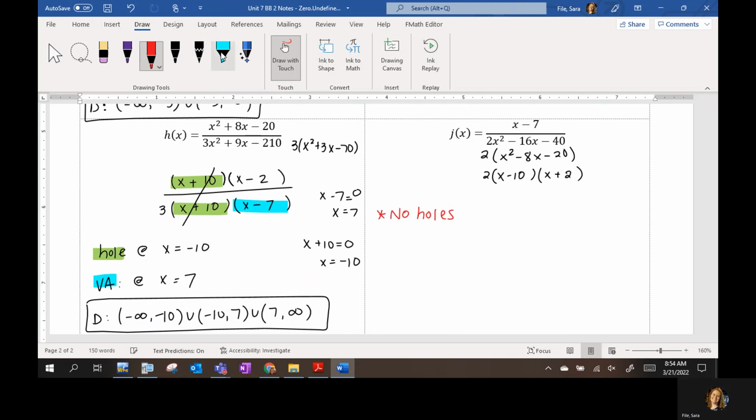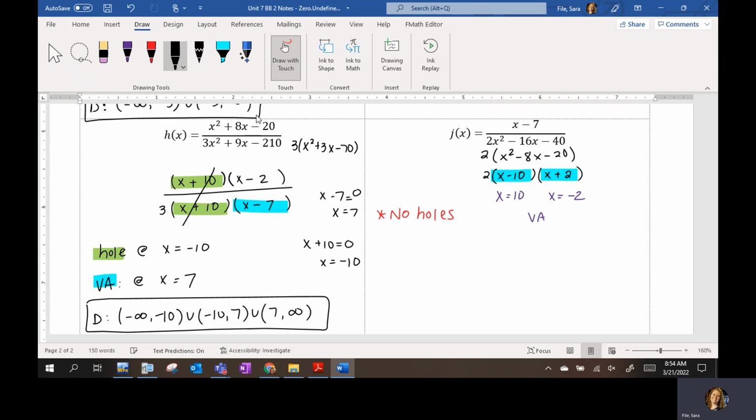Okay, but I do see factors in the denominator that I need to solve. So what would make that 0? X is positive 10, and what would make this 0? Negative 2. So those are my vertical asymptotes, right? Y'all agree?